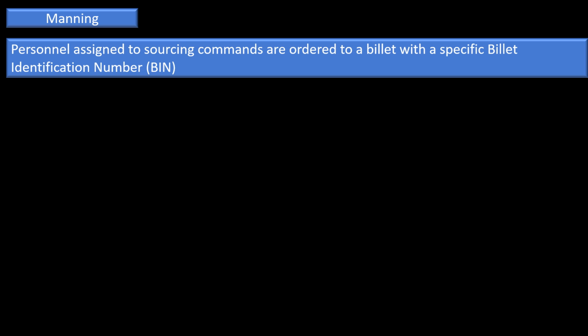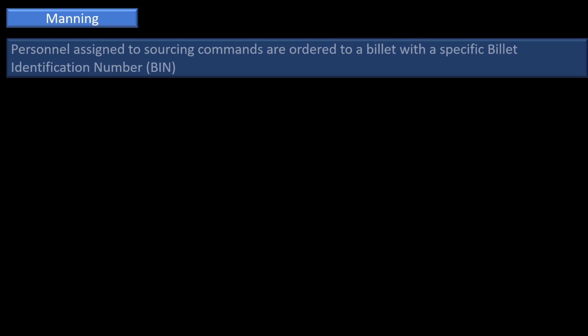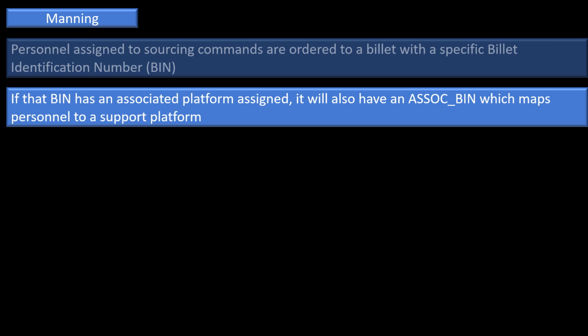All right, moving on with some more manning. Personnel assigned to sourcing commands are ordered to a billet with a specific billet identification number. So if you get stationed at Naval Hospital Camp Pendleton, you've got a specific billet number for that. But a lot of times that billet identification number has an associated platform assigned. So you'll also have an associated billet identification number that can potentially make you be augmented to support a different platform.